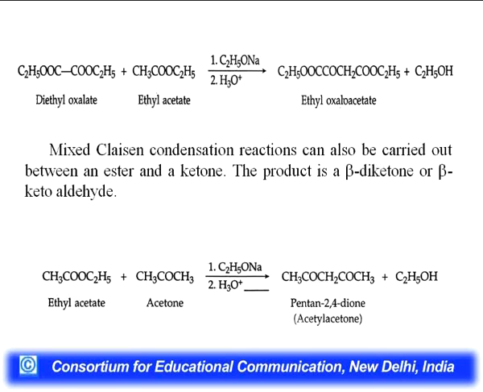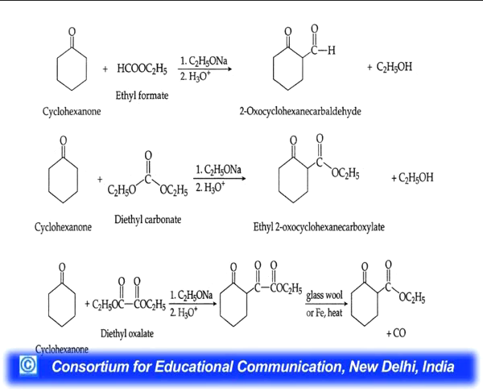Next type is the mixed Claisen condensation reaction, which can be carried out between an ester and a ketone, and the product is a beta diketone or beta ketoaldehyde. Here is the example, when ethyl acetate reacts with acetone it will give you pentane 2,4-dione or acetyl acetone.